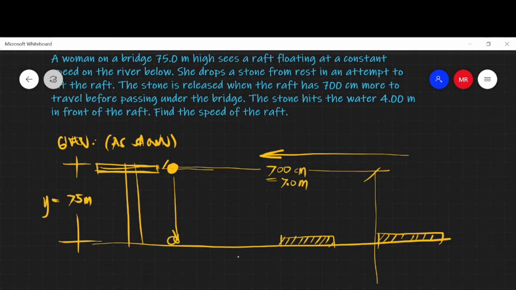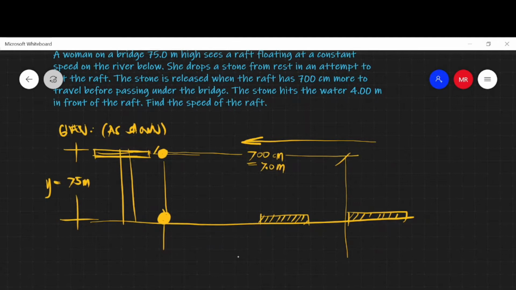So when the stone hits the water at this point, the water is 4 meters in front of the raft. There's still 4 meters from this point to the front of the raft. So this has still 4 meters in front of the raft.